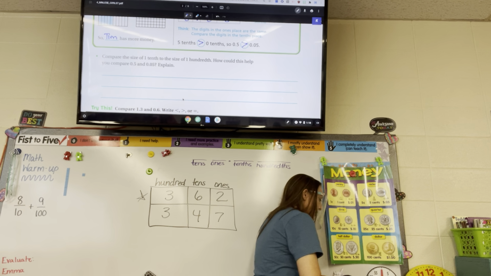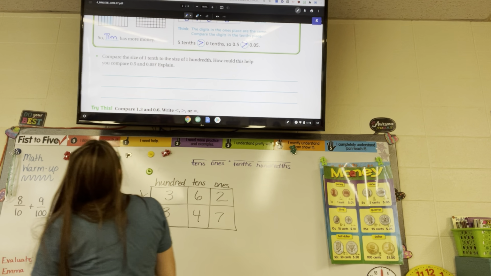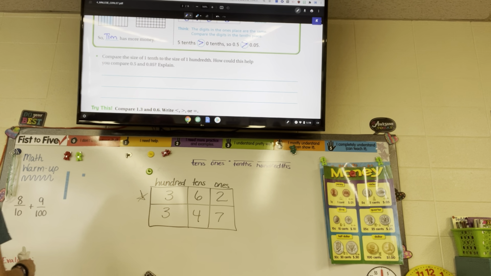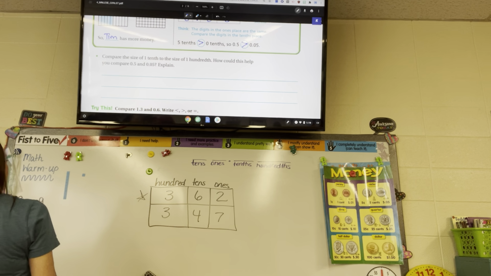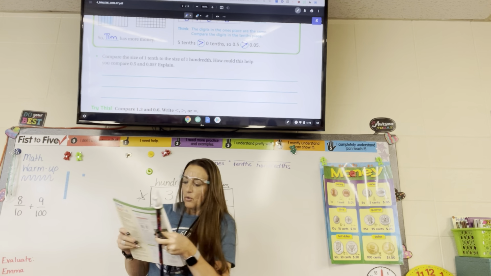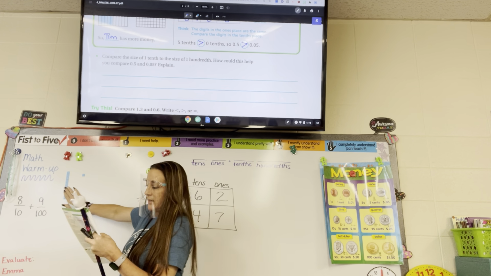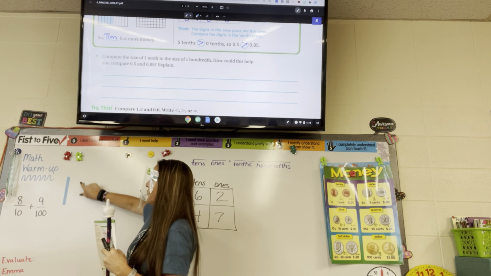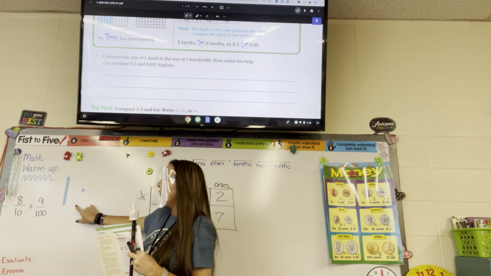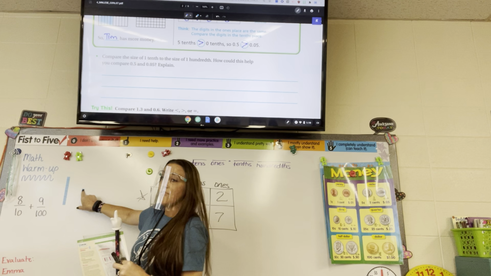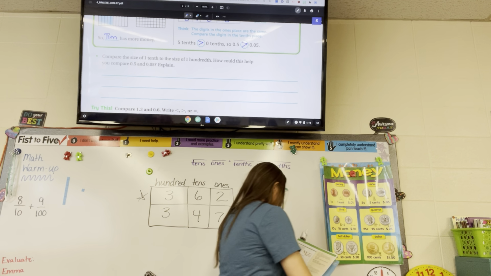Okay, it says compare the size of 1/10 to the size of 1/100. How could this help you compare 5/10 and 5/100? Okay, so the book gave us a good answer to this, which I'm going to write. So 1/10 of a whole is larger, look up here please, than 1/100 of a whole. So 5/10, five of these would be larger than five of these. Okay? That's what we're going to write down.